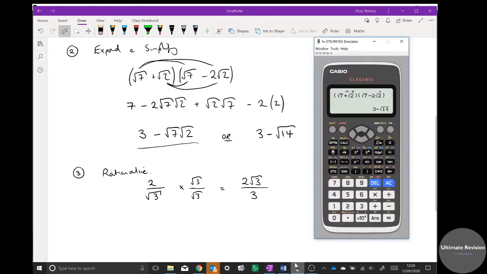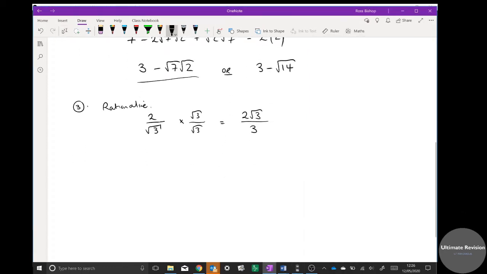And again, I can check this on my calculator. 2 root 3 over 3. Sorry, I put in the actual original, which is 2 over root 3. And yeah, 2 root 3 over 3. So now I'm correct.